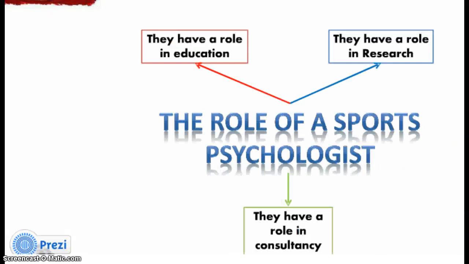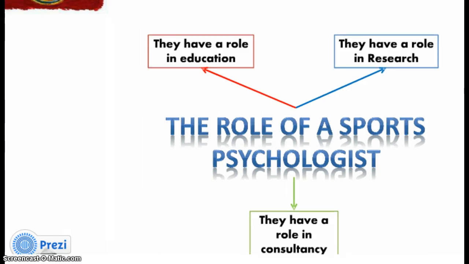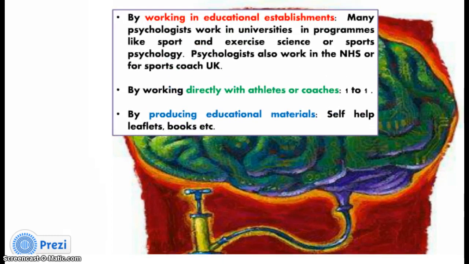Okay, this is the role of a sports psychologist. You'll need this for the second part of your assignment 5, and it will be submitted online as a poster. So the first role of a psychologist is in education. In education, a psychologist will work in 3 main areas.